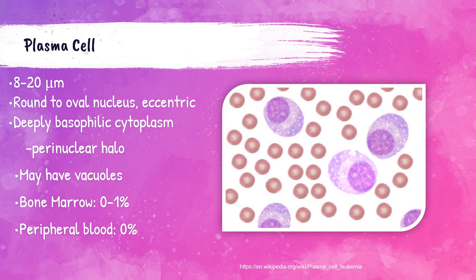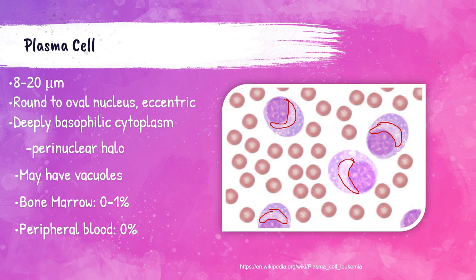And characteristically, they have a paranuclear halo, which can be seen in the cells on the right-hand side of this slide. So you see here, let me get my little laser here, you see how there's this white clearing, this paranuclear halo around the nucleus? It's subtle, but it's there. See how that is? So that's very classic of a plasma cell.